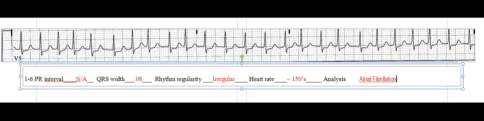Okay, so this is a rhythm that's very irregular. I didn't even bother to try little boxes because I can easily see that the regularity is significantly different as you go through the strip. QRS is about 0.08, maybe a little less. The rhythm is irregular. Heart rate is running around 150-ish, and we're done.